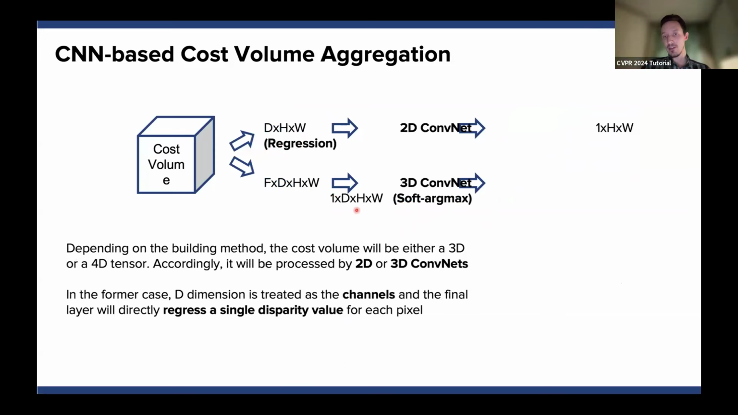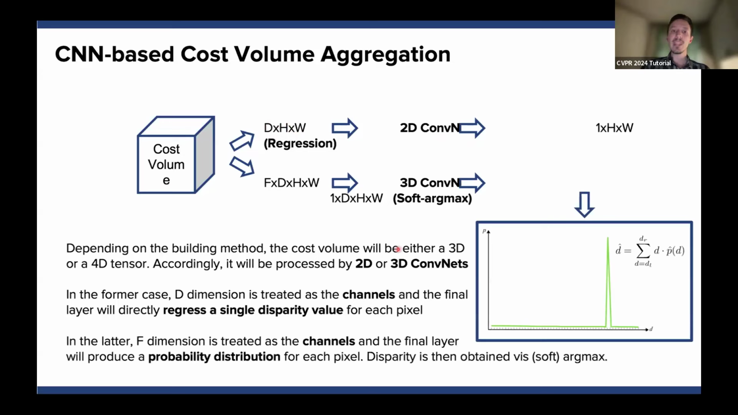Depending on the specific function we are using, we might have different dimensionalities for our cost volume. Indeed, we can have volumes that are D times H times W in the case we run, for instance, a correlation function. In this case, the volume will be processed by a 2D convolutional neural network that will treat D as the channel dimension. On the contrary, we might have a more complex cost volume, which is made by F times D times H times W. This volume, as you can see, has an additional dimension, which is F. For instance, in the case we concatenate the features, we will have this dimension being double the amount of features we extract from the left and right image. So this volume, having an additional dimension, will be processed by a 3D convolutional neural network.